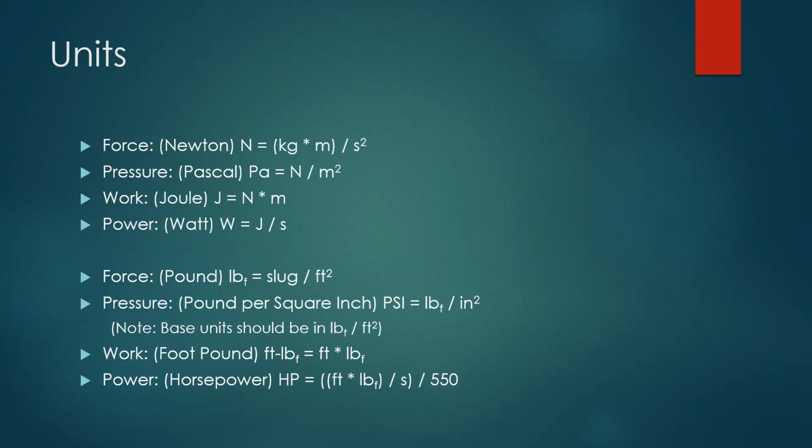So again, just kind of a review of units here. We have force in newtons, and actually a newton, if we remember, is a kilogram meter per second squared. We have pressure, which is going to be in newton per meter squared, and that's a Pascal. Work is in joules. Joules is a newton meter, and power is in watts, and that's a joule per second.